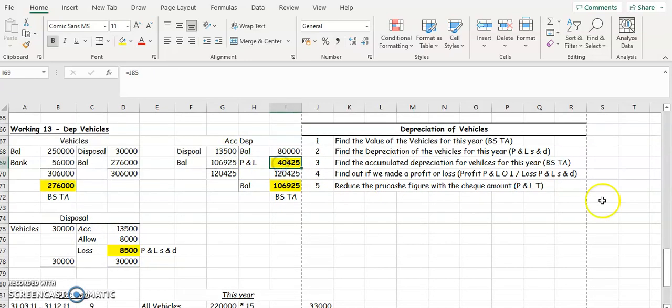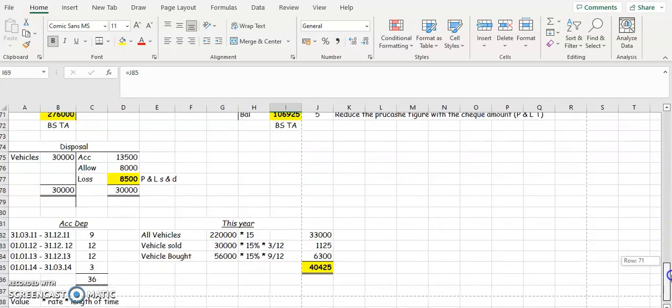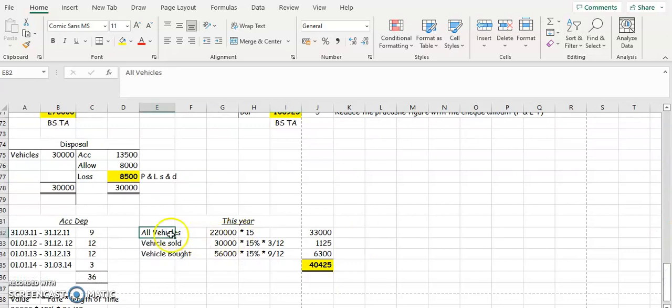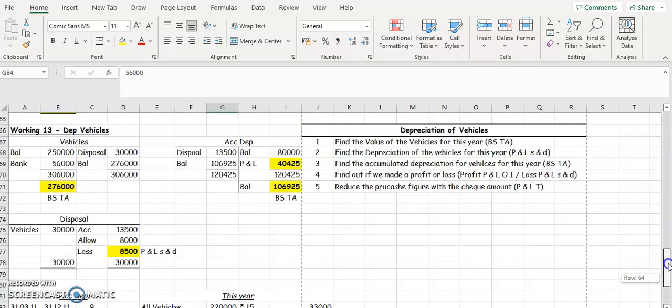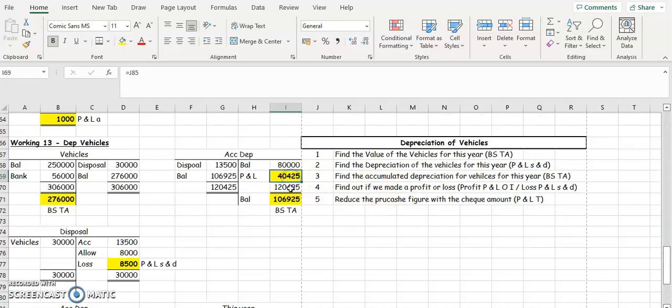Then you're going to find out the value of our depreciation for our vans for this year. So 3 steps: all vehicles, the vehicles you sold, and the vehicle that you bought. Remember, all vehicles is going to be the 250 minus the van that we sold. And then you're going to do the van that we sold separately and the van that we bought separately. That's going to go into your profit and loss account. And then this is your cumulative depreciation. That's your balancing figure that goes into your balance sheet as a cumulative depreciation.